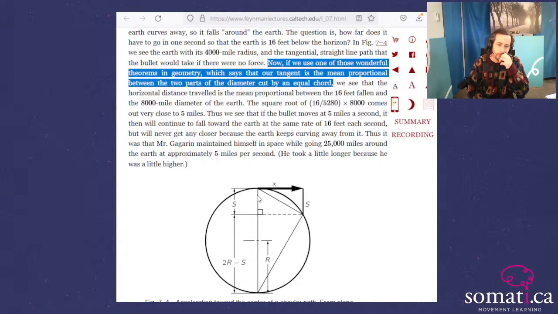Okay. So this is one part of the diameter, that's the other part of the diameter, cut by the same chord, cut by an equal chord.